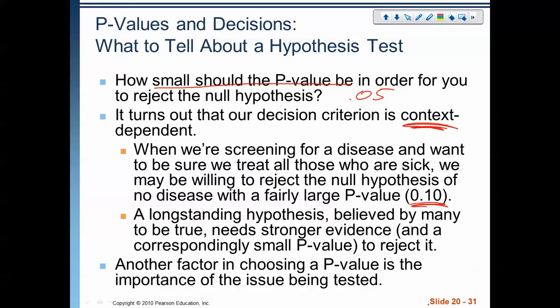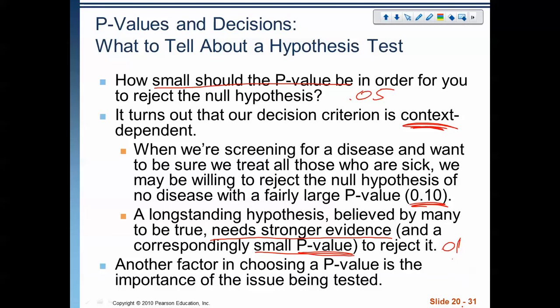However, if it's a long-standing hypothesis believed by many to be true, then to change opinions on that, we need stronger evidence. Correspondingly, because we would need stronger evidence, we would want a much smaller p-value. So we might set the p-value to be like 0.01 instead of 0.10. This would mean that we would reject a lot fewer of them.